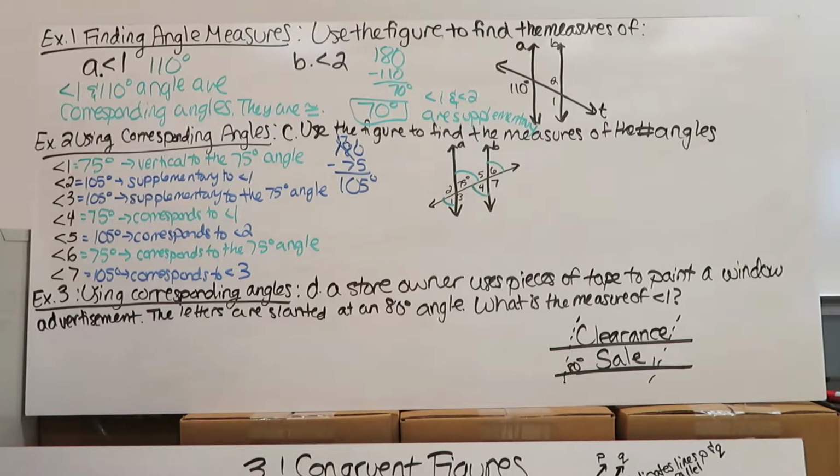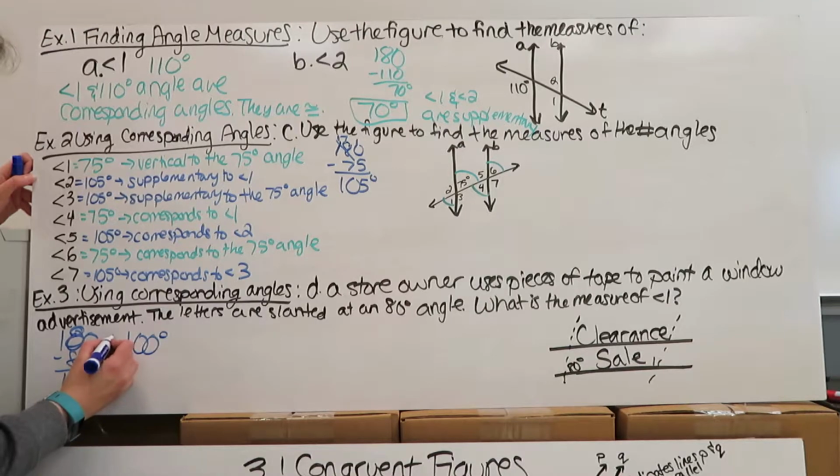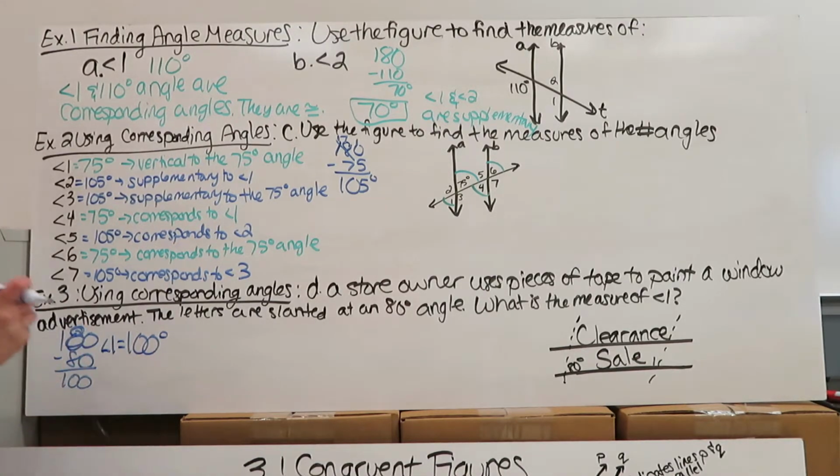Letter D, a store owner uses pieces of tape to paint a window advertisement. The letters are slanted at an 80-degree angle. What is the measure of angle 1? Well, I'm going to take 180 and subtract 80, which gives me 100. So angle 1 is 100 degrees.